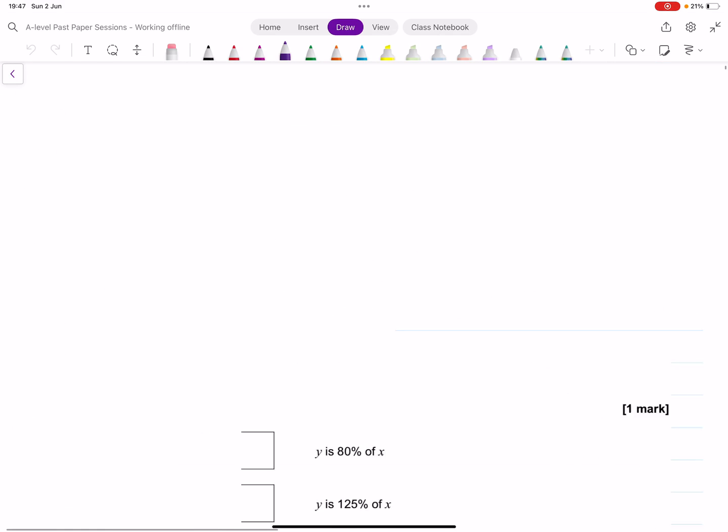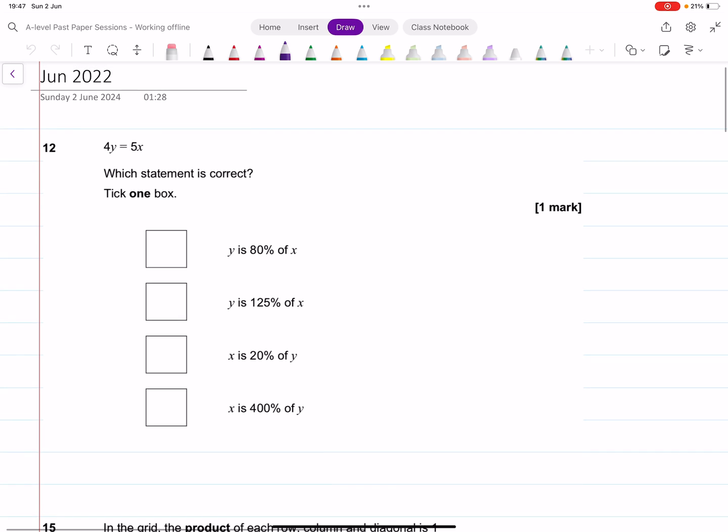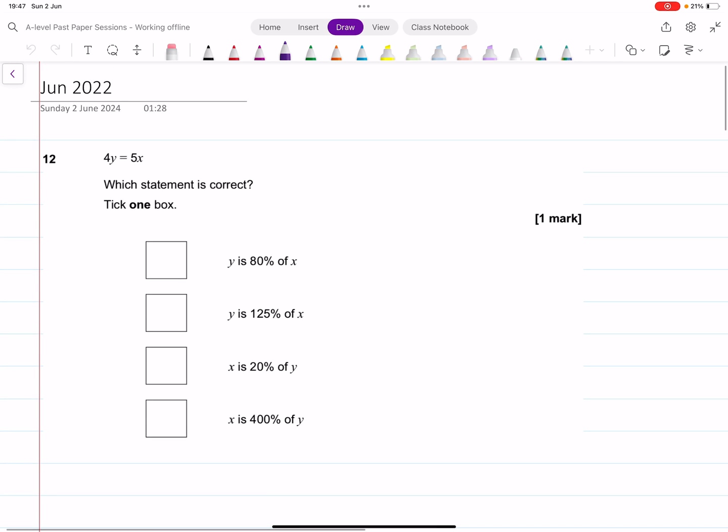June 2022. Let's have a look at a few questions from this paper as well. First of all, we're starting with question number 12 from this paper. It says 4y equals 5x. Which statement is correct? Take one of these boxes. It says y is 80% of x, y is 25% of x, x is 20% of y. Okay, so if you look at it this way first, if we make y the subject, that gives us y equals 5 over 4 times x. Okay, and that is y equals 1.25x.